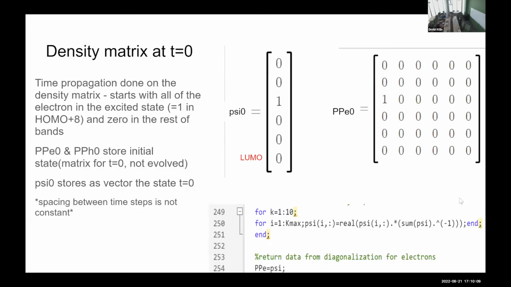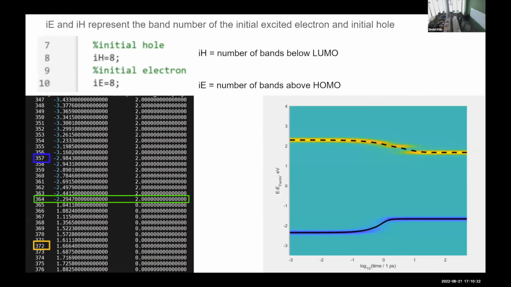So the way that density matrices are represented, we start by offering these parameters IH and IE. Basically, what they are counting is the band number you are away from the HOMO or LUMO. For the initial hole, it's counting the number of bands below LUMO you are, and for the initial electron, it's the number of bands above HOMO. And that's just highlighted here.